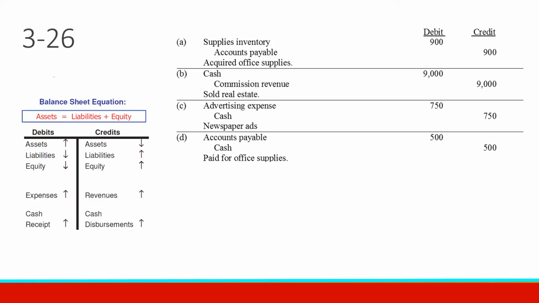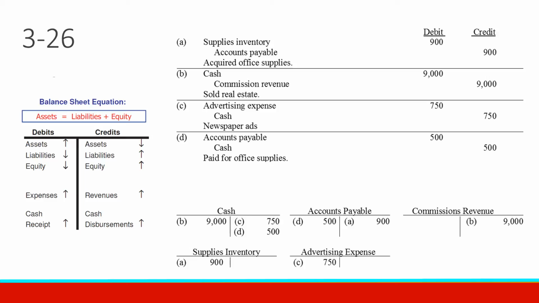So now on to requirement D. The firm is going to pay $500 to pay off part of what it owes for the office supplies. So the cash, the asset, will drop, so that should be a credit of $500. And the liability we recorded, the accounts payable, will also decrease. And when a liability decreases, that's a debit.